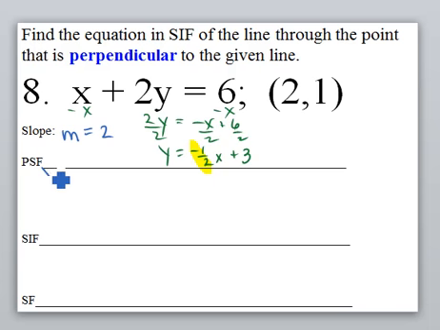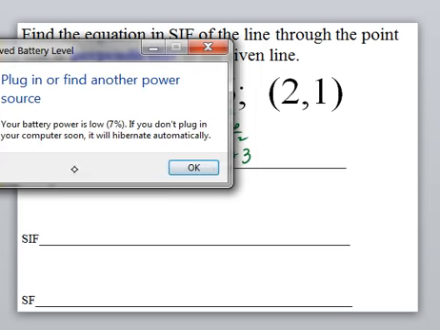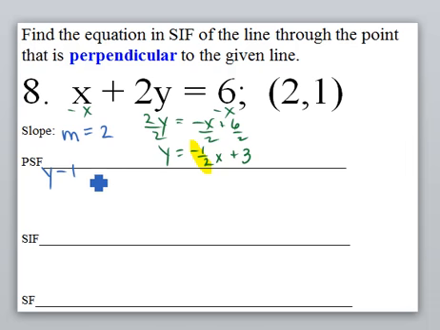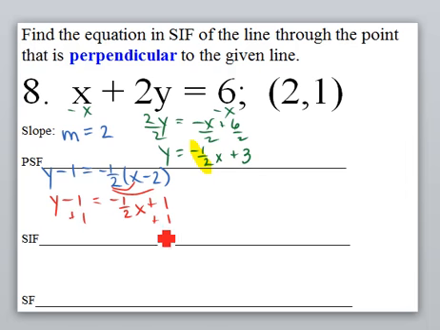Point slope form, I'm going to try to squeeze that in right here, is y minus equals my slope, negative 1/2, times x minus my x coordinate. Slope intercept form, I would distribute my 1/2 through, and I get a negative 1/2 x, and a negative 1/2 times a negative 2 is a positive 1. Add 1 to both sides, and I'd get y equals negative 1/2 x plus 2.